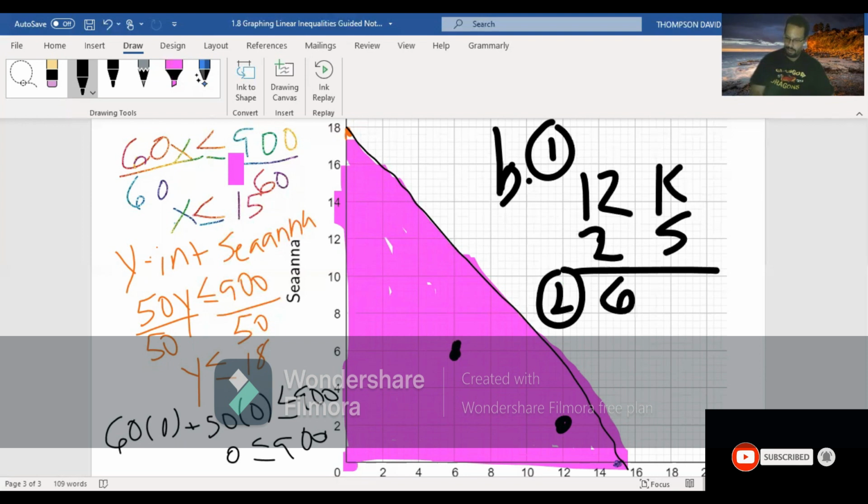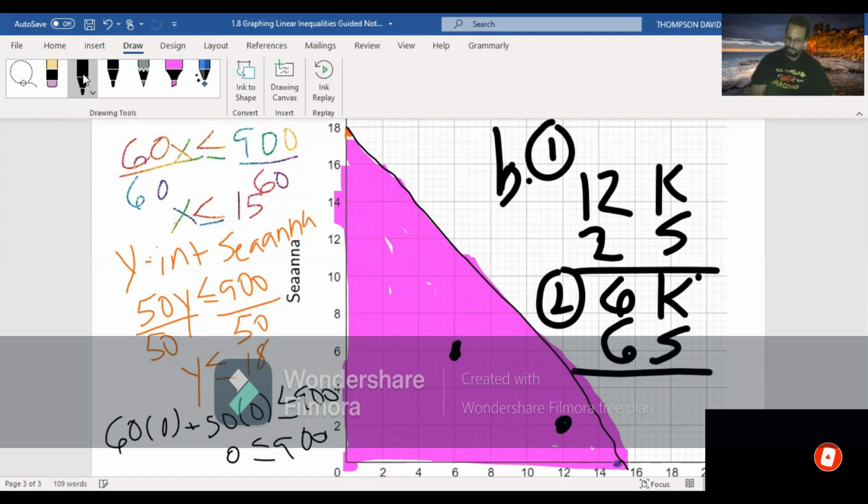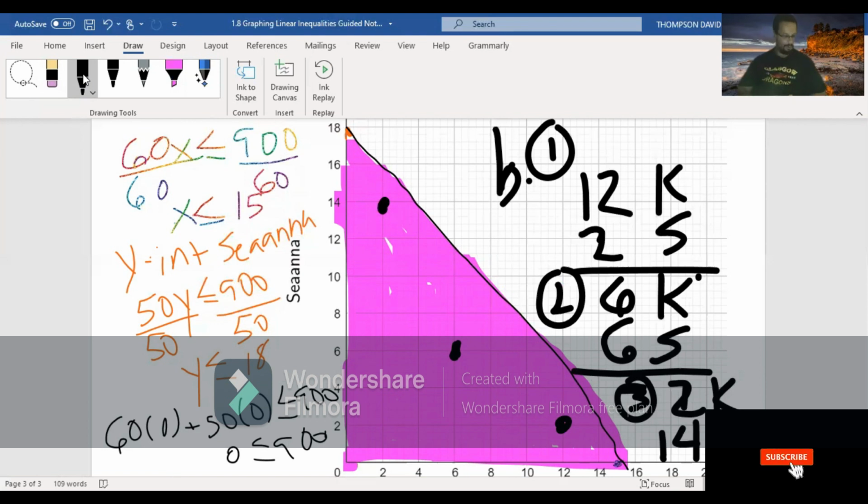That will represent 6 hours for Con. And again, I'm using K for Con and S for Shauna, and 6 hours for Shauna. And then we could also use this point here if we wanted to. That will represent 2 hours for Con and 14 hours for Shauna. And these are all points that fall within the solutions region. I could have picked any 3 points that were being asked for.